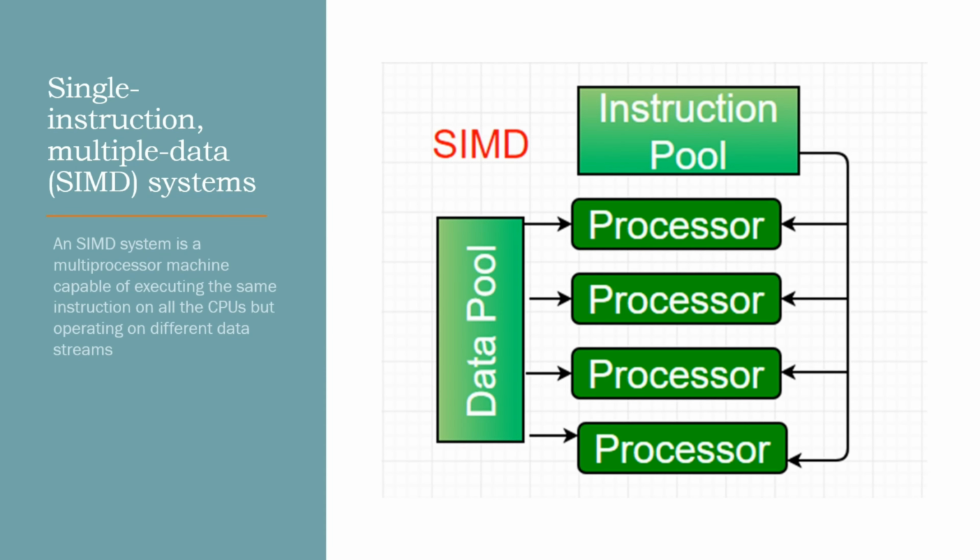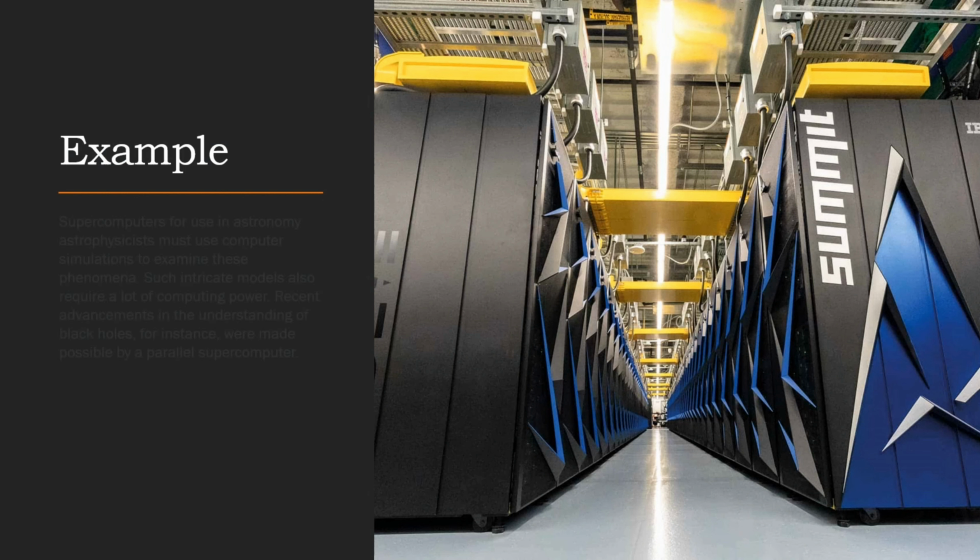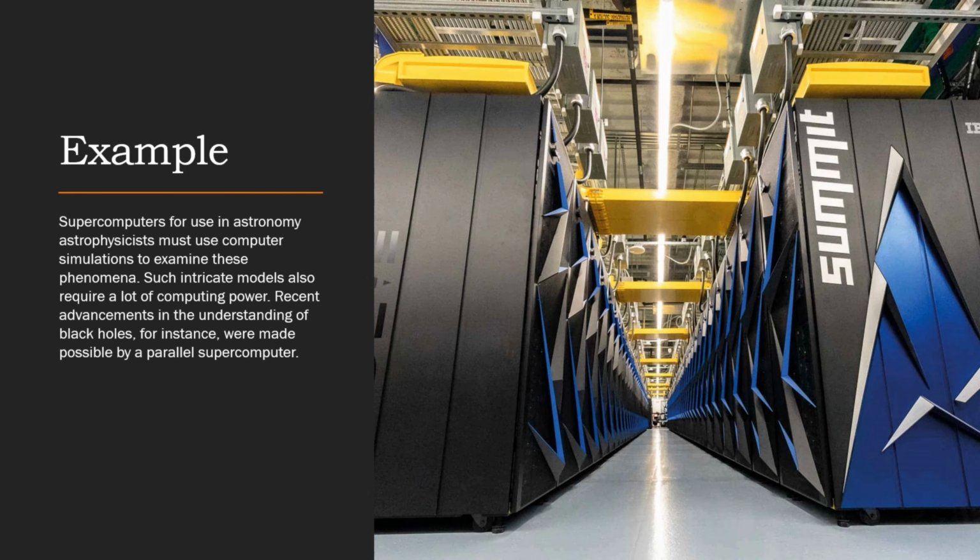It is capable of executing the same instruction in parallel, and machines based on SIMD are used for scientific computing since they involve lots of vector and matrix operations. Coming with an example, supercomputers are used in astronomy, so they gather a lot of information about the cosmos and store it somewhere, but it is hard to process it sequentially, serially, so we use parallel processing here.